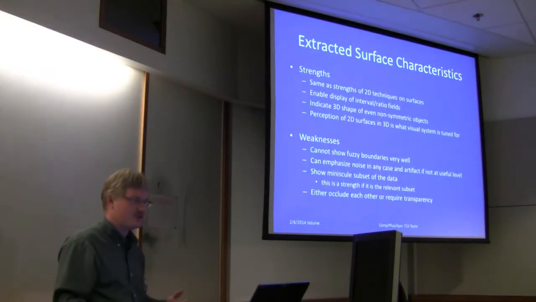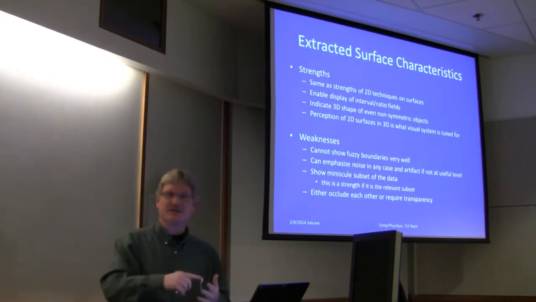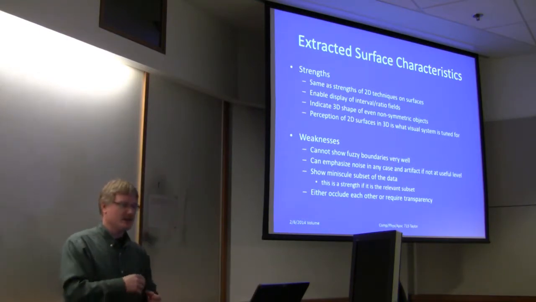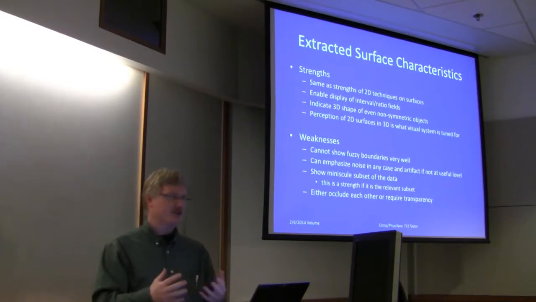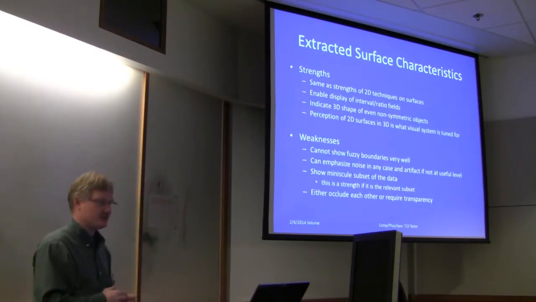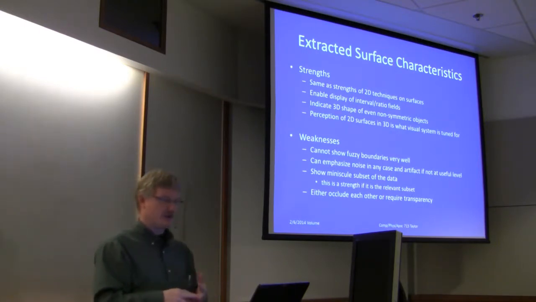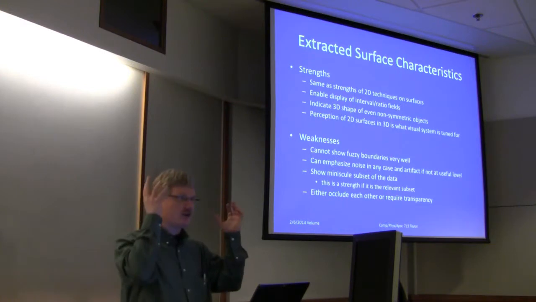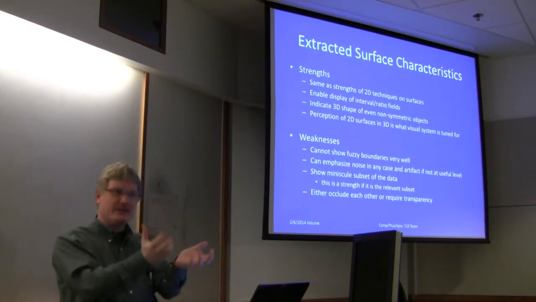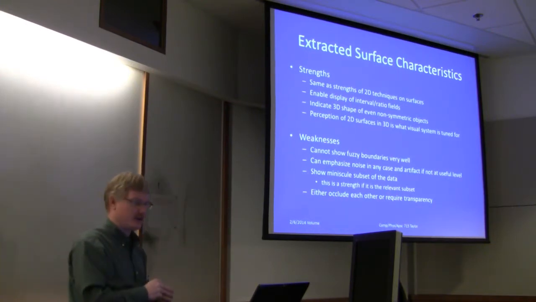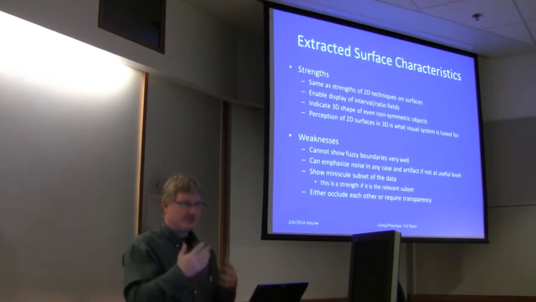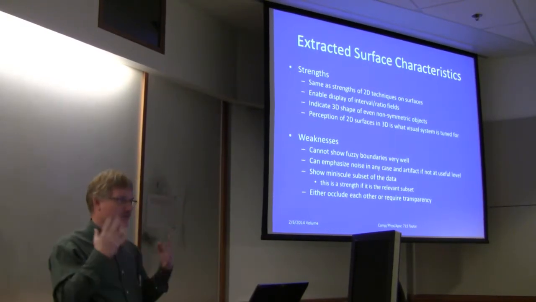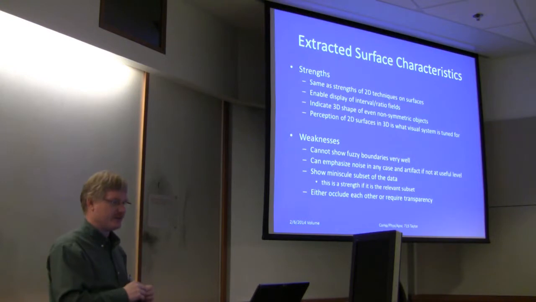All right. So, extracted surfaces, many different ways to extract them and show them. The strengths, again, are the same as the two techniques that we saw previous week. You can see interval ratio fields. This shows you 3D shape of even non-symmetric objects, right? So you can pull out a head with ears, all kinds of arbitrary shapes, the magma inside the Earth, and you can see those pretty well. And seeing 2D shapes in 3D is what we're very good at, right? And so it's very, very effective.